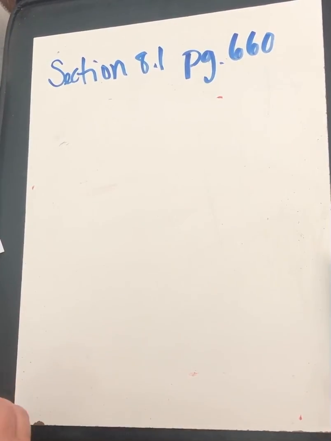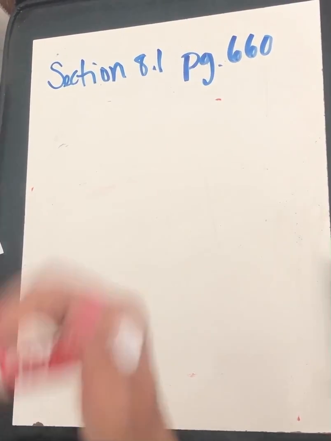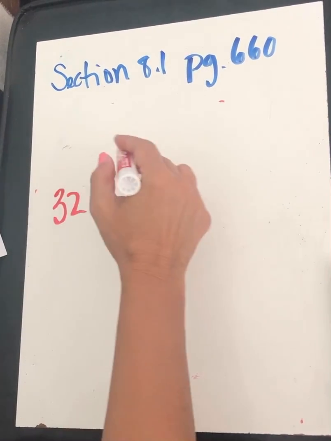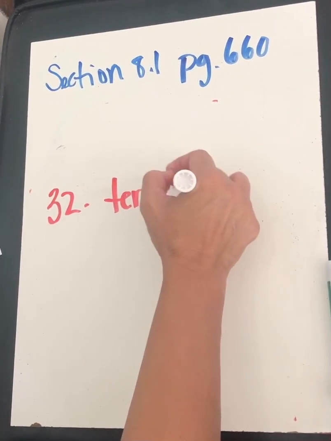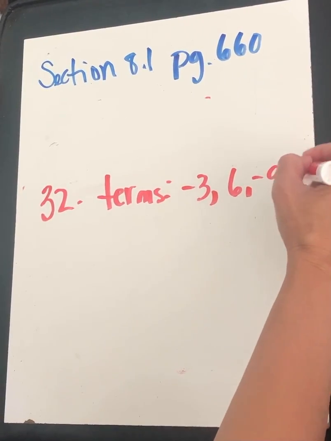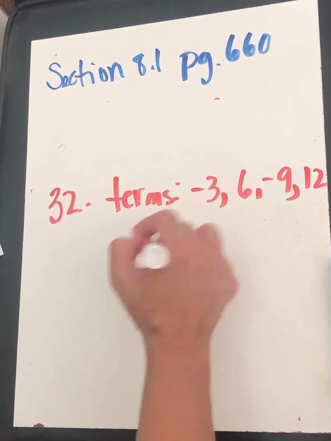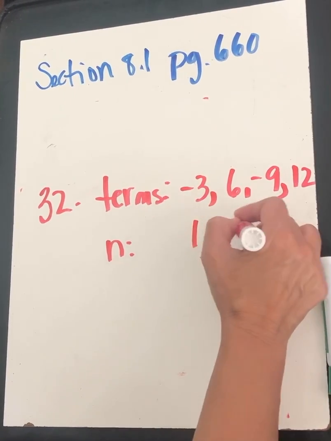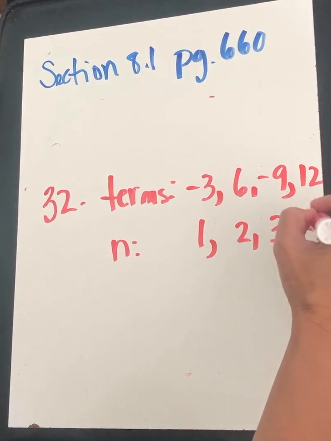So on number 32, we are given the terms of -3, 6, -9, and 12. So again, we assume that n starts with 1. So there's our first term, second term, third term, and fourth term.